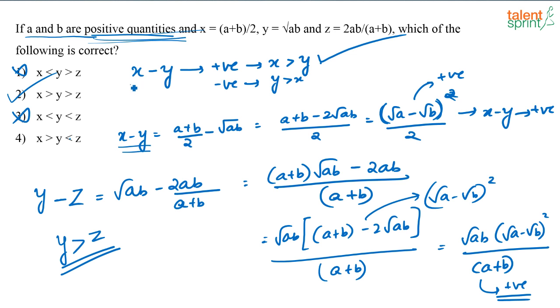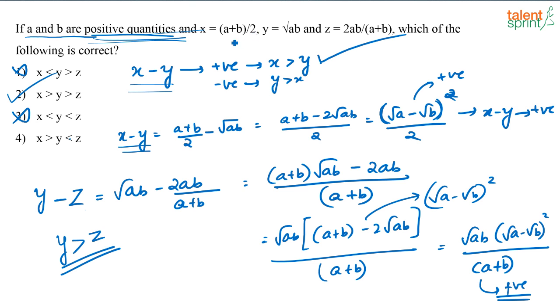So what did we do? We just found out the value of x minus y. We understood that the answer would be positive, so x is definitely going to be greater than y. Similarly, we find out what is y minus z. I get that y minus z is also a positive value, so y is going to be greater than z.